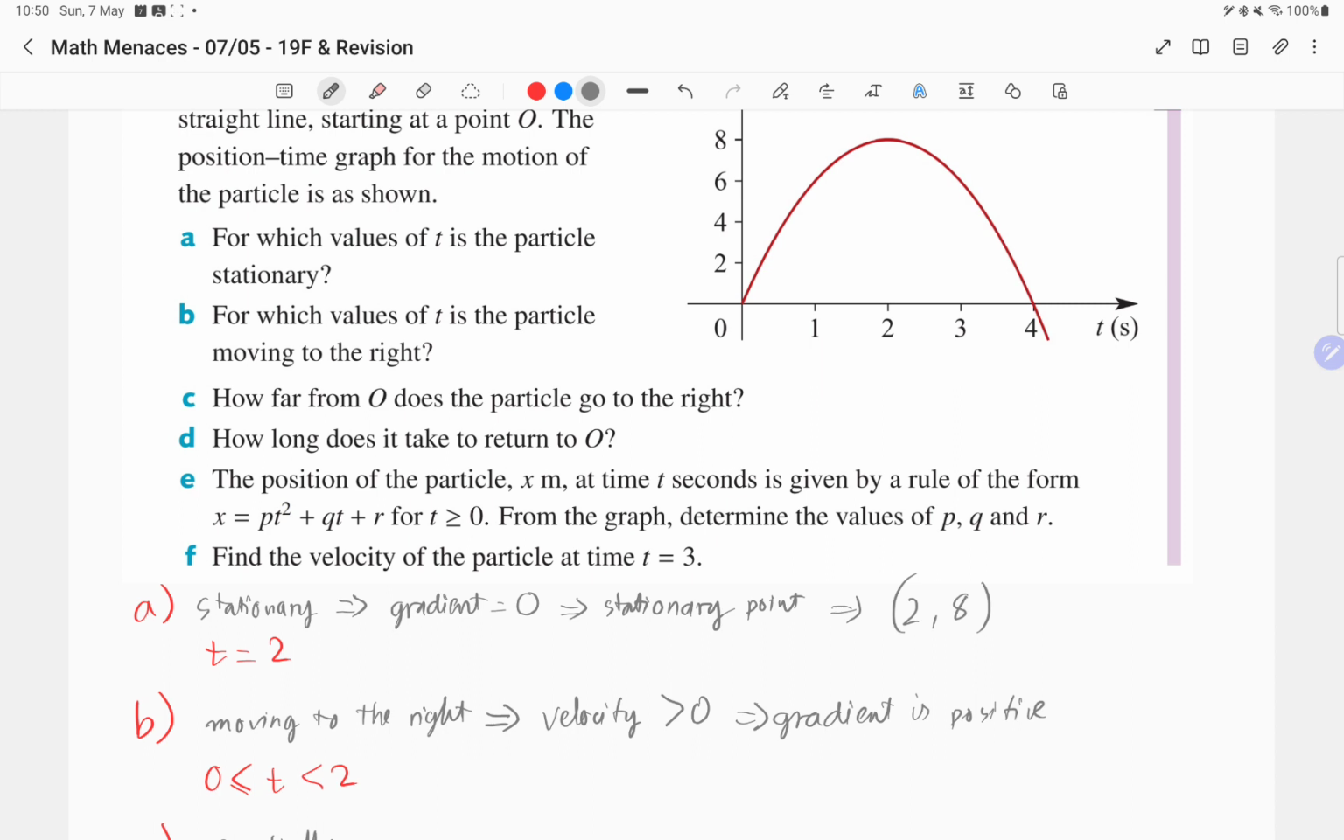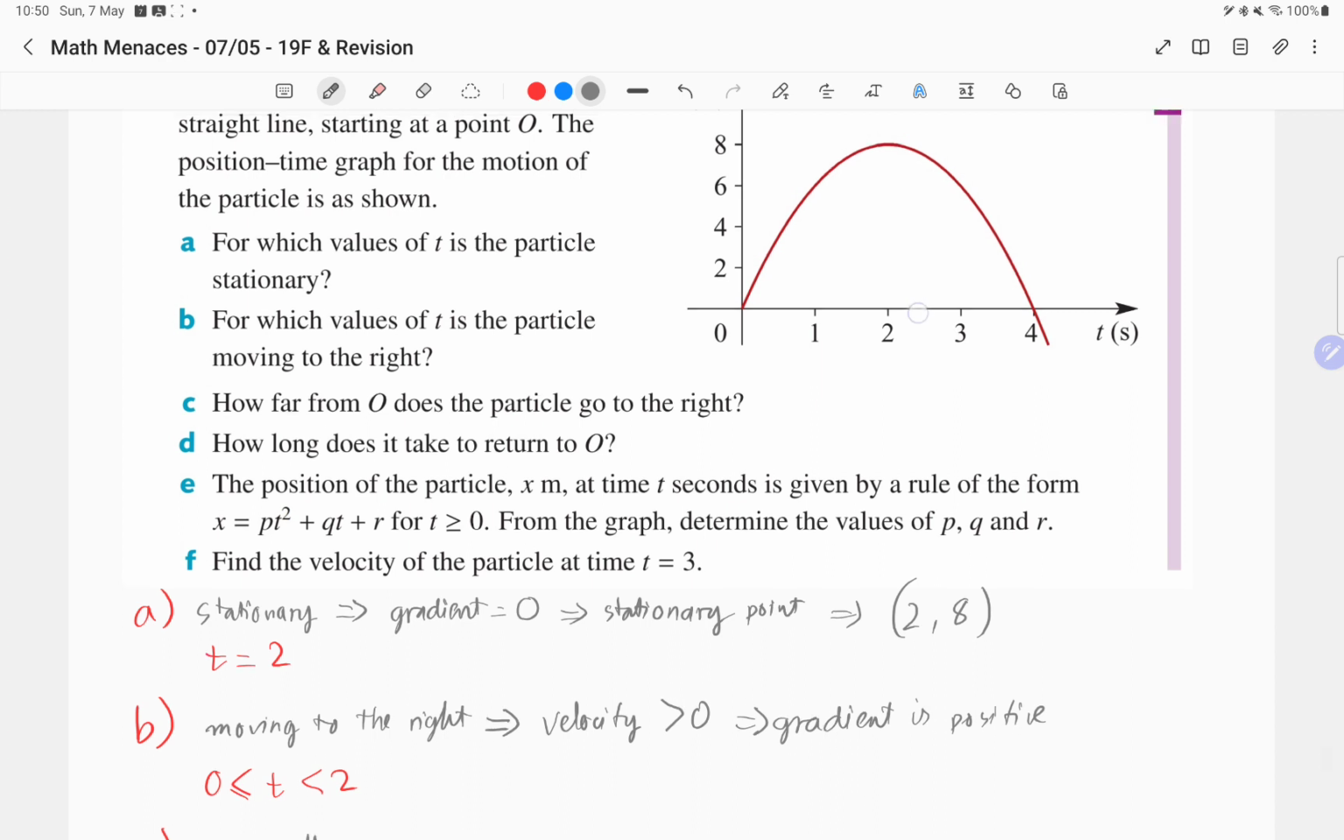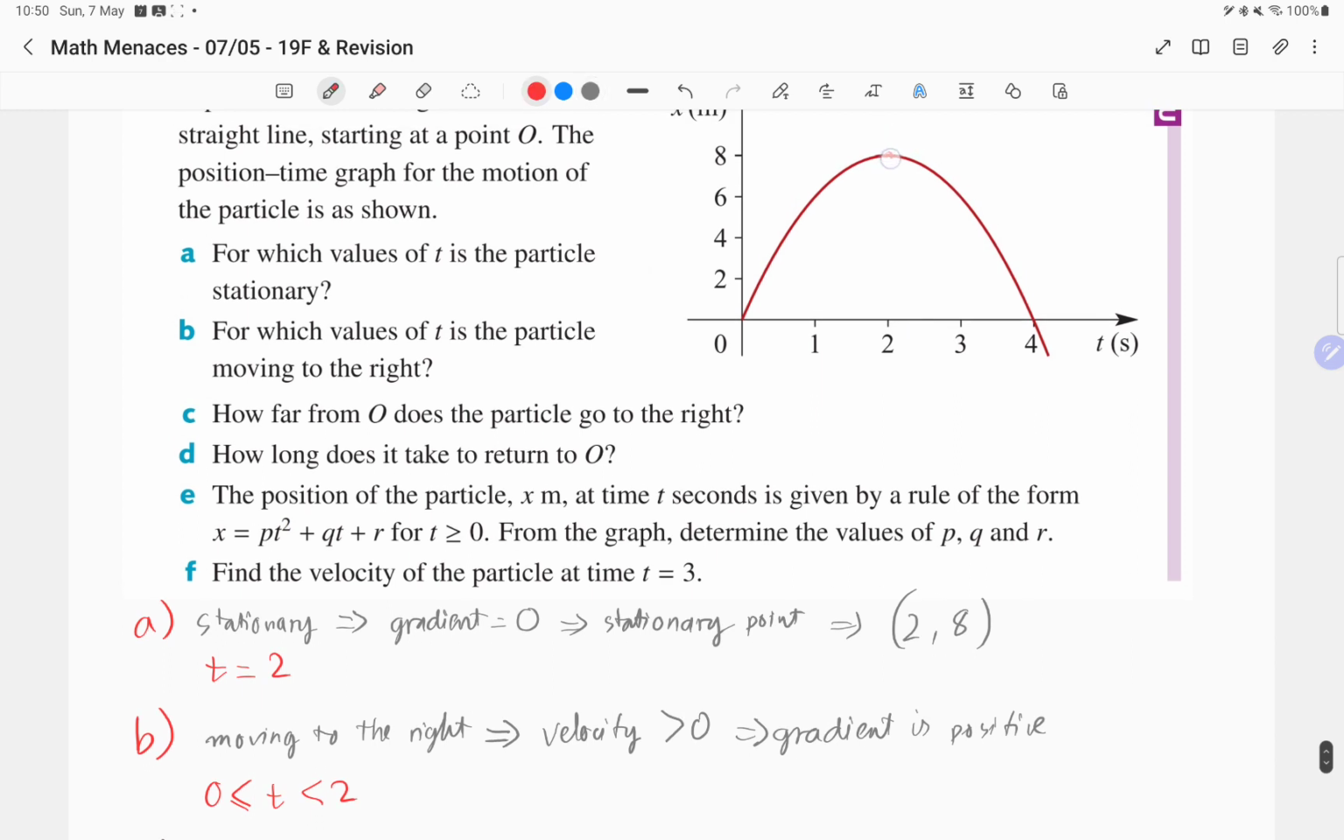Or essentially you can just substitute in 2 points. Pick 2 points because you're finding P and Q, right? Which is a simultaneous equation question. So you choose 2 points. The hint is you choose the turning point 2, 8, right? And then you have to choose another point because you already used the point 0 to find R. So you have to choose the other point, which is 4, 0. Okay, and then you can find P and Q, solve simultaneously.